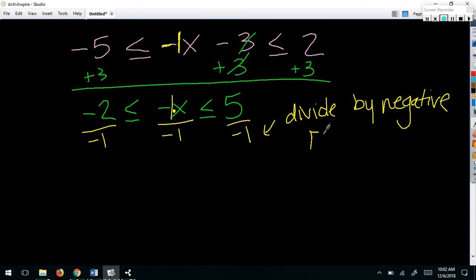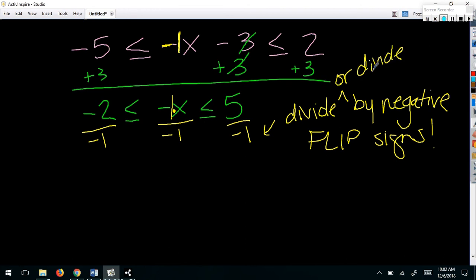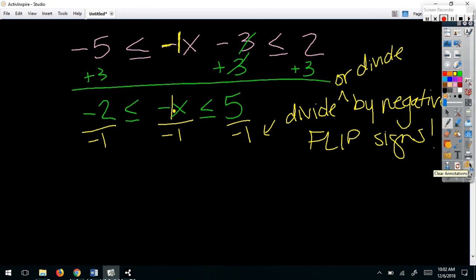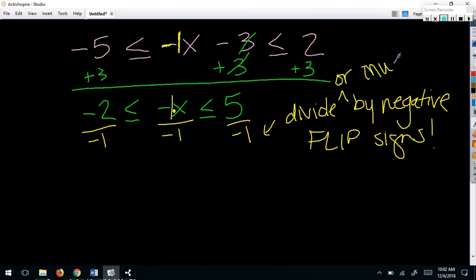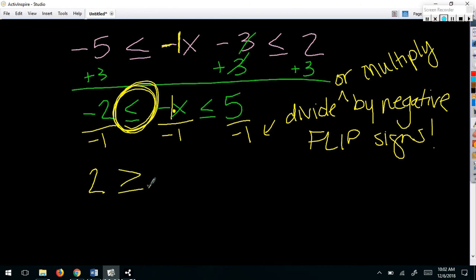Dividing by a negative means flip those signs. Multiplied also. If you multiply or divide by a negative, you flip the signs. Look at the left. Negative 2 divided by negative 1 is positive 2. This flips, okay? That's just it.